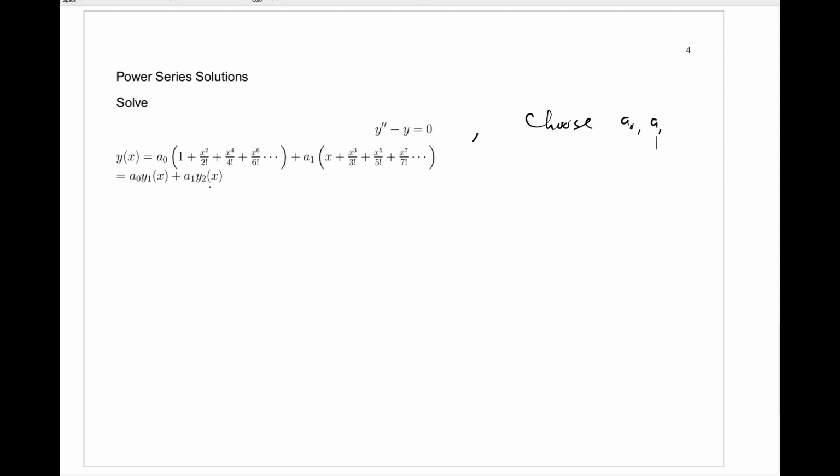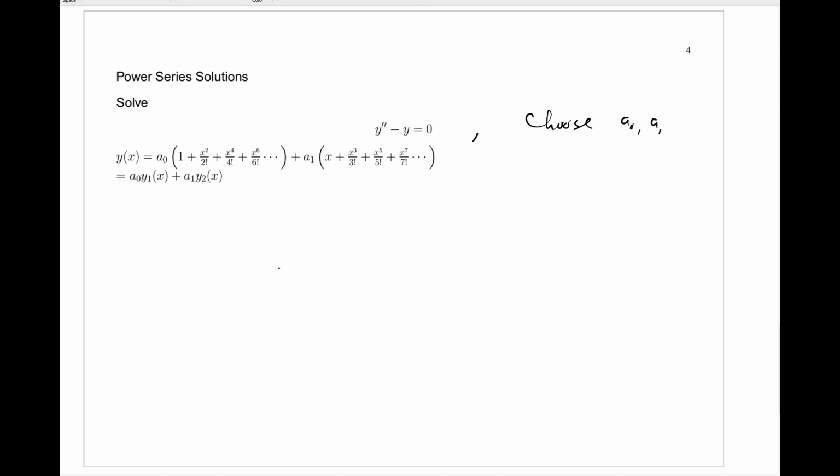There are a couple issues now. Have we got the complete general solution to this differential equation? Well, if these functions y1 of x and y2 of x are independent, then we have the set of all linear combinations of two independent functions, which we know will give us our complete general solution to the second order linear homogeneous differential equation that we started with.